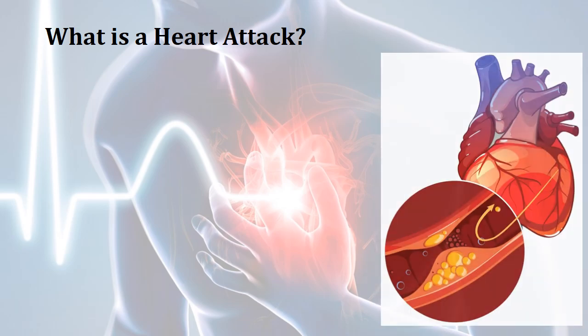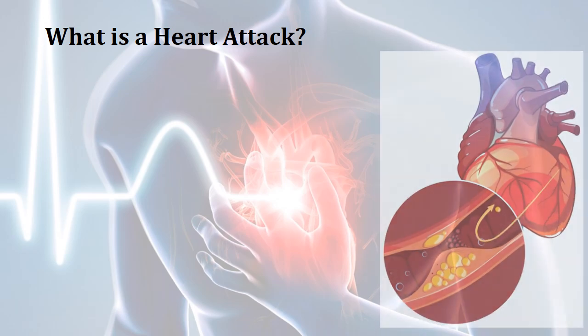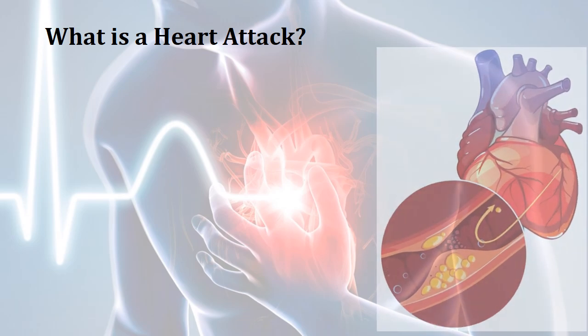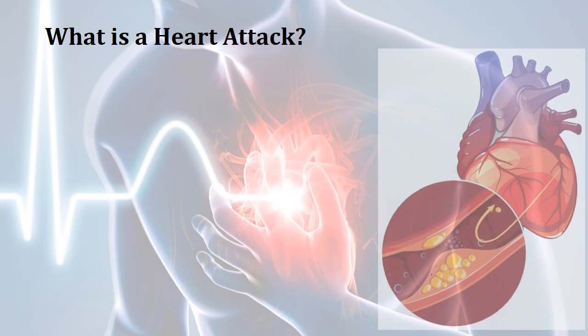Now we can see in the picture that the heart itself is a muscle. It also needs oxygen. It also needs blood supply. And the blood is supplied by the tiny blood vessels which are called coronary arteries, which you can see in this diagram that surround the heart.